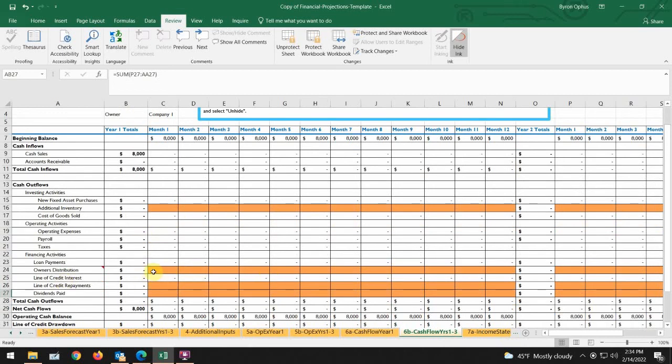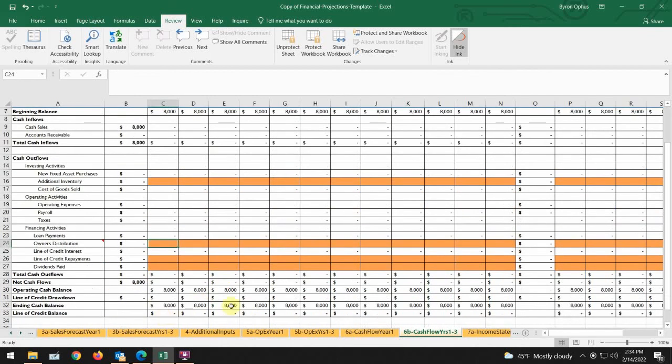Okay. The main thing that's going to occur on here is your owner's distribution. Just make sure that you put something in there. Otherwise, you'll get a note back from me that says you have to have an owner's distribution. Just kind of follow along. Try to make sure it doesn't exceed what your cash flow will allow. And, same thing. If it does, check your line of credit.